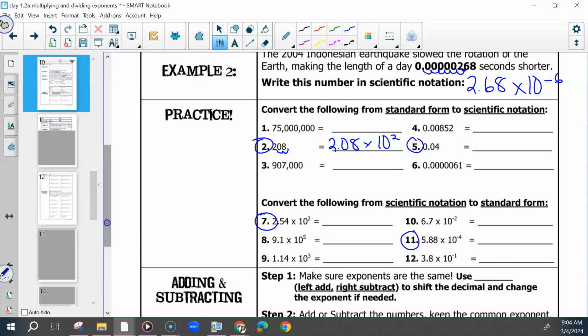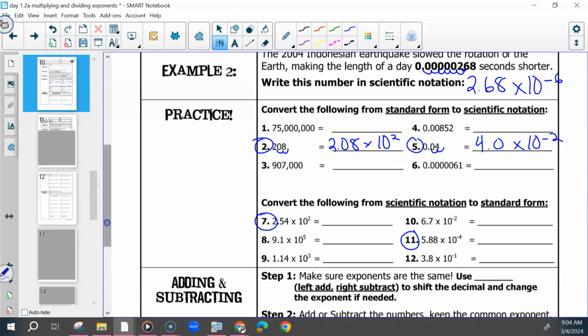5 is already a decimal, and we want to move it until it's behind the 4. So again, 2 places, but to the right. So this would be 4 or 4.0 times 10 to the negative 2. Then 7 and 11 are already in scientific notation.